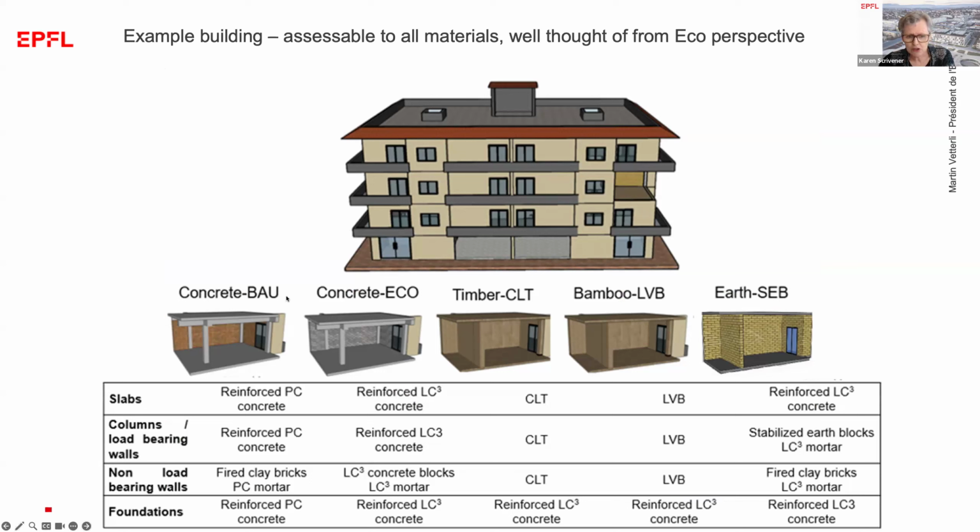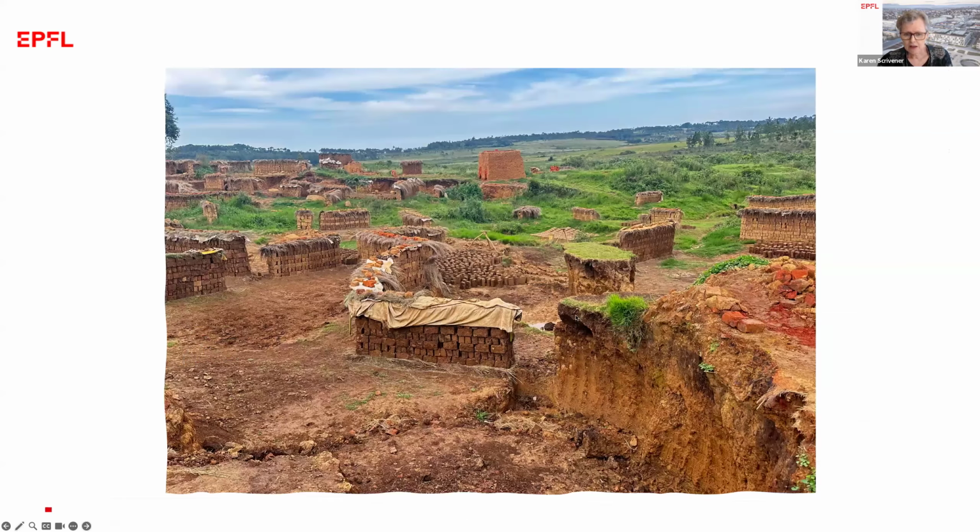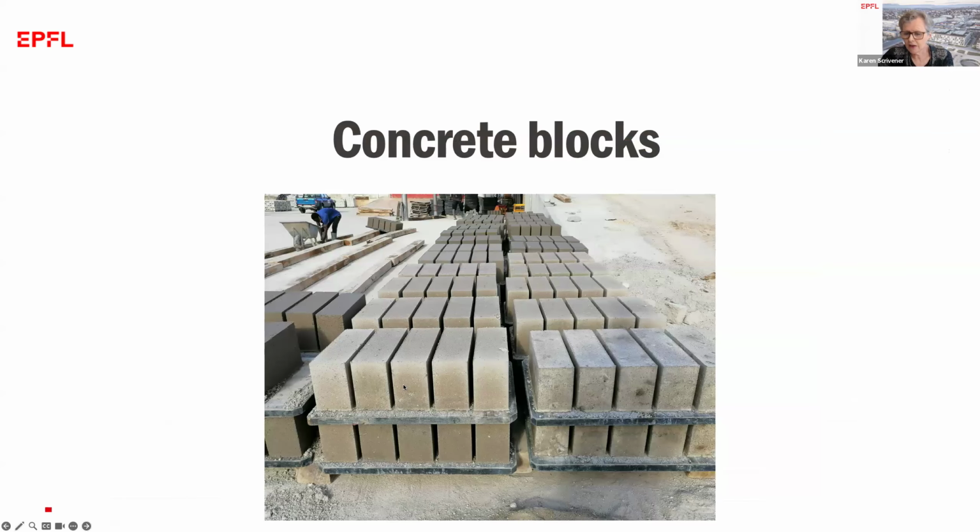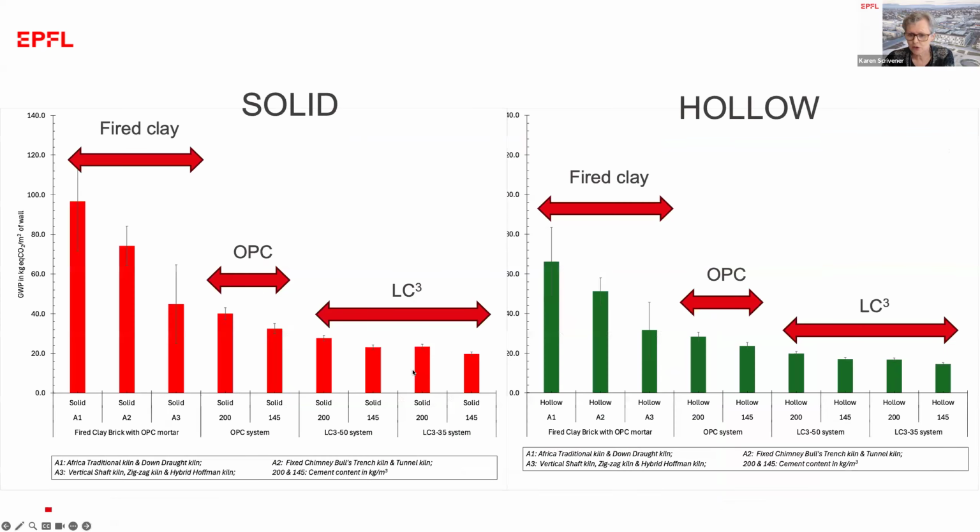So what we did here was to make what we called eco-concrete, where we did low carbon concrete in the frame, but then we also put in concrete blocks. And then we compared this also with cross-laminated timber, with laminated veneer bamboo, and with concrete stabilized earth bricks. So concrete blocks, I think, have a huge potential for locking in CO2 reduction.